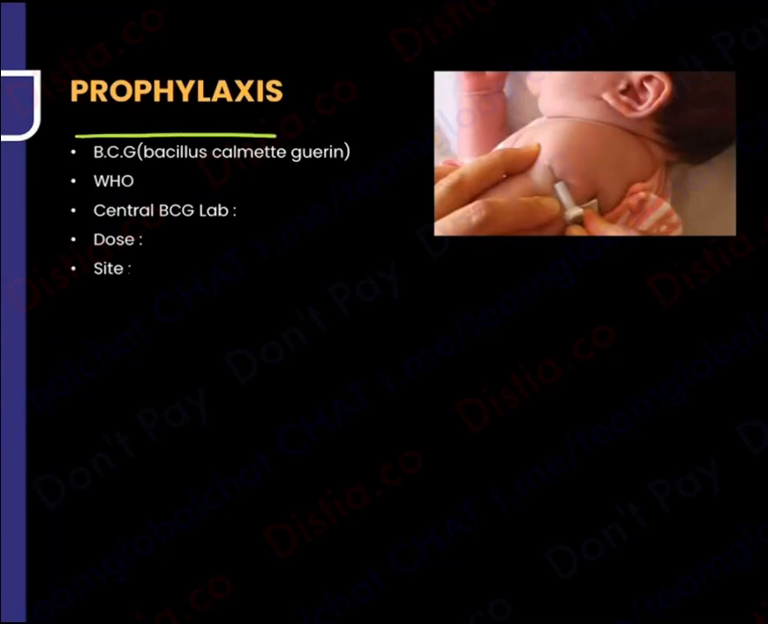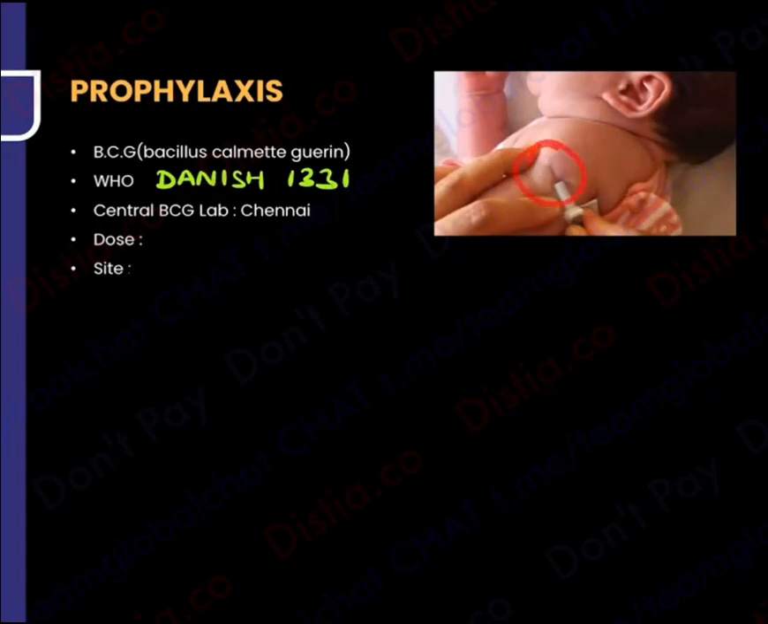Now, since we've discussed so much, why don't we discuss the vaccine also? We all know the famous vaccine, that is BCG, Bacillus Calmette-Guerin. And as per the WHO, you know what strain is used. Danish 1331 strain is used over here, isn't it? Where is the central BCG lab in our country? I hope you all know it's in Chennai, yes? And what is the dosage that is administered? What is the site?